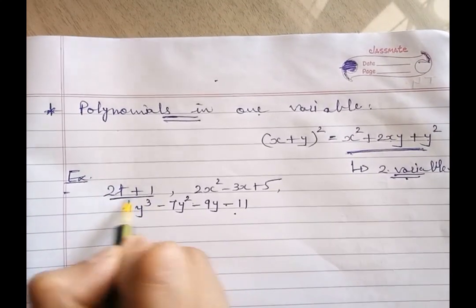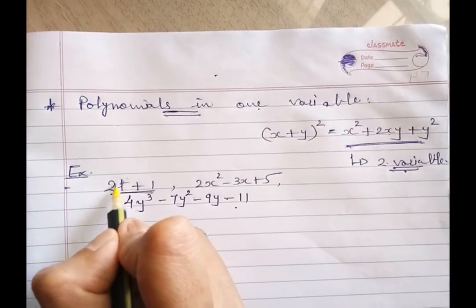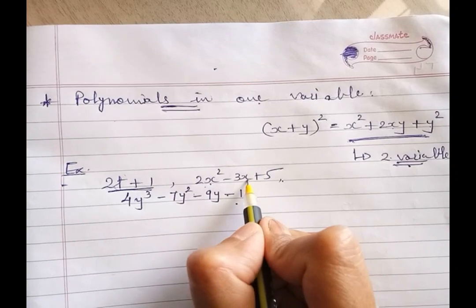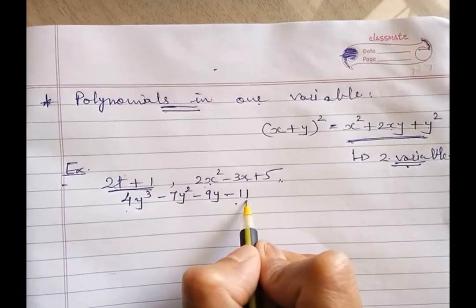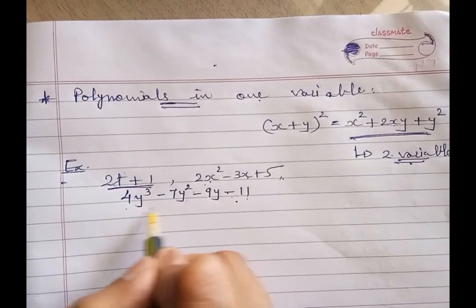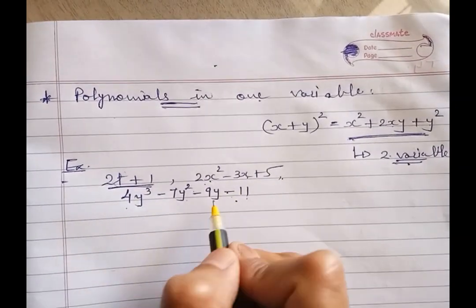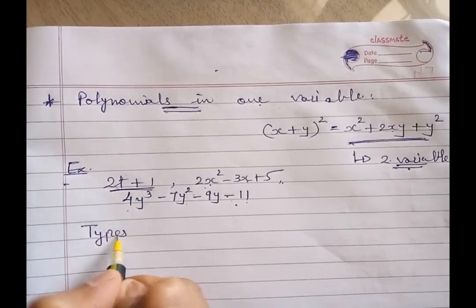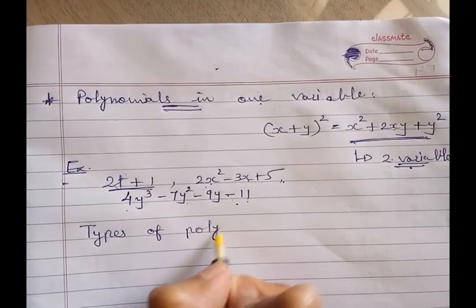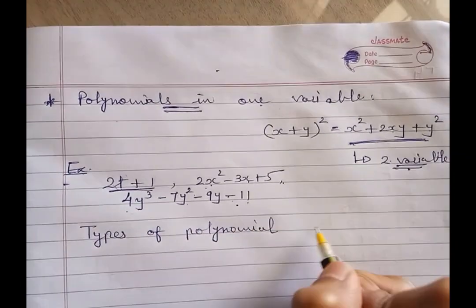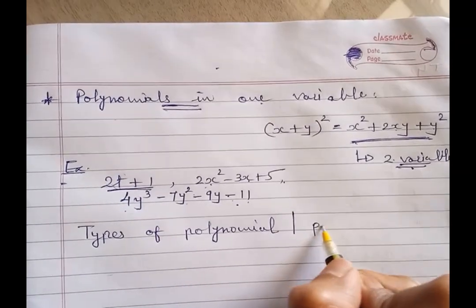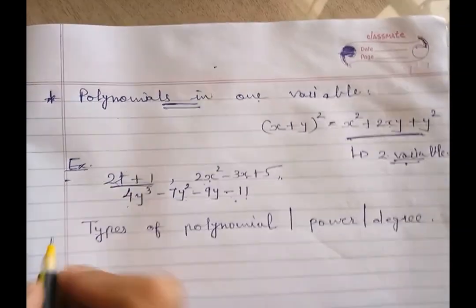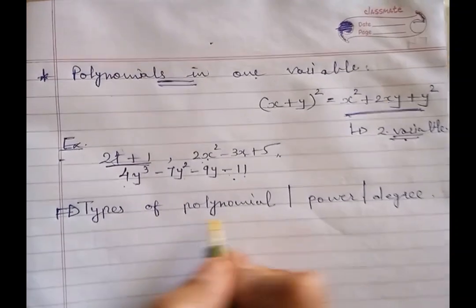Because here, see this polynomial, only one variable, that is t, is there, right? In the second one, only one variable, that is x, is there. In the third one, only one variable, that is y, is there. That means all these three are known as polynomials in one variable. Now based on this we are going to learn the types of polynomial, which is based on power or else degree.